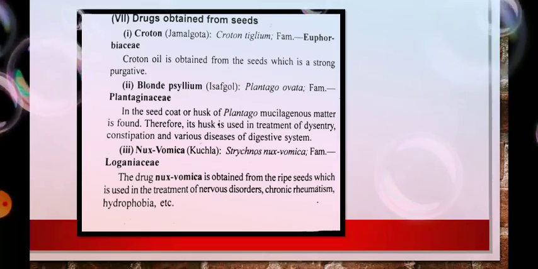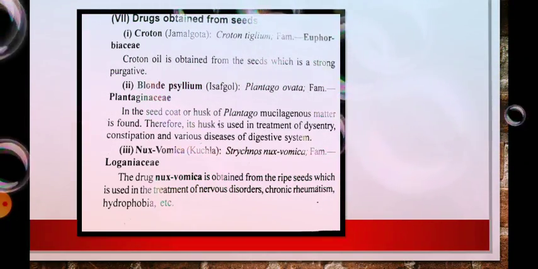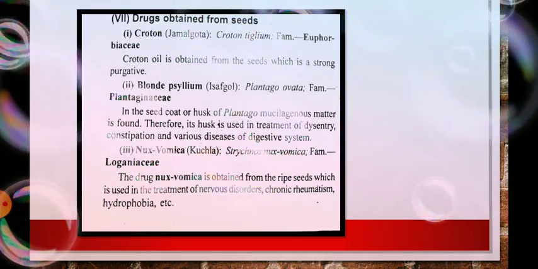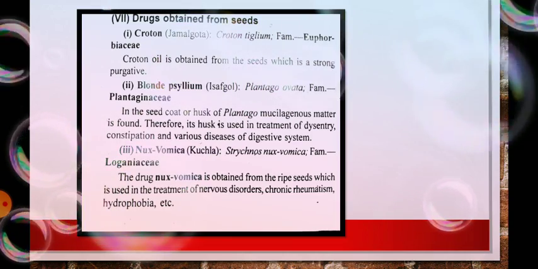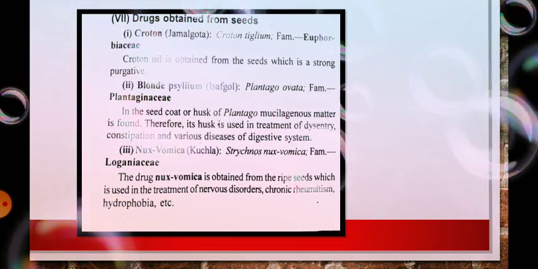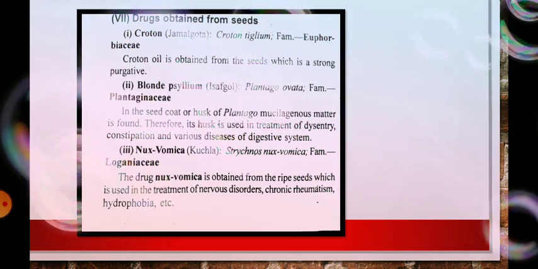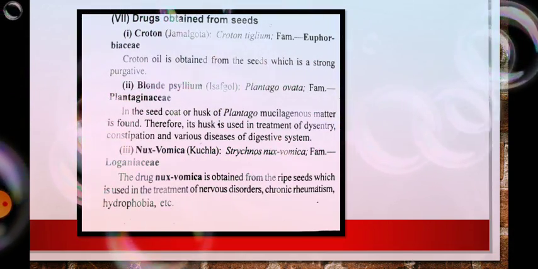So let's come to the drugs obtained from the seeds. Various seeds are used for medicinal purposes, like croton. Croton means jamal gota, and its scientific name is Croton tiglium. Croton tiglium belongs to the family Euphorbiaceae, and the oil obtained from the seed is a strong purgative. Then comes the blonde psyllium.